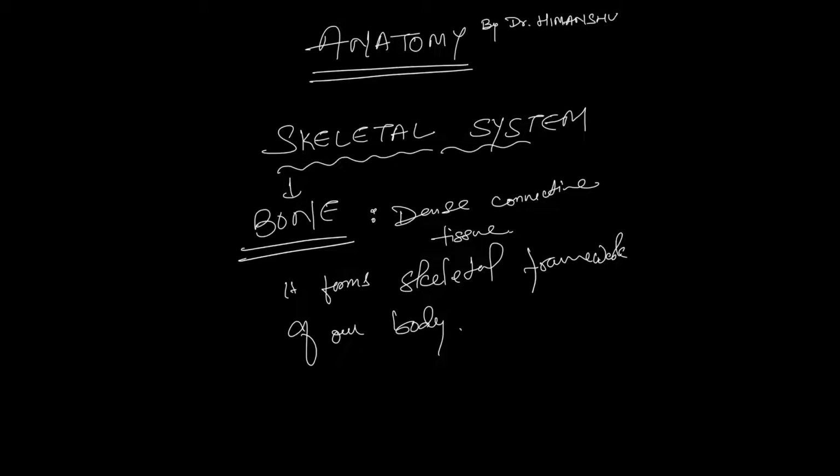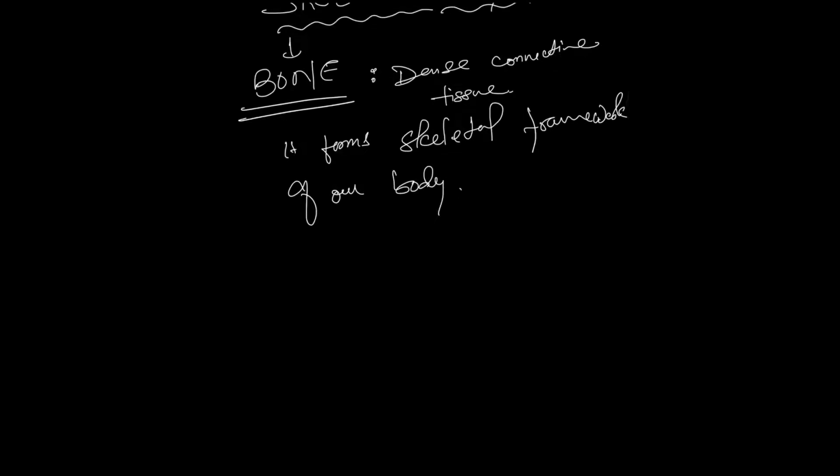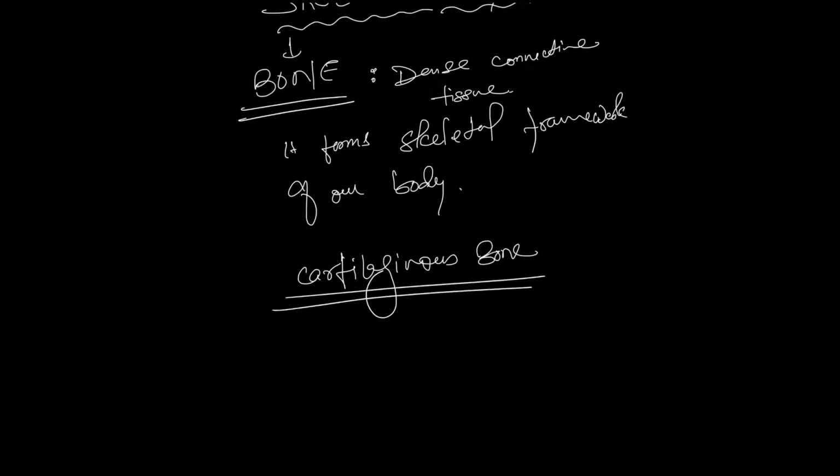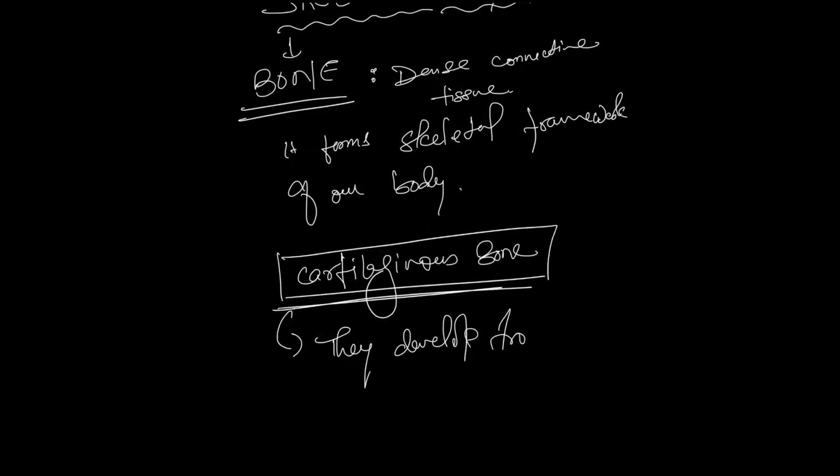Now first we'll classify the bones. Like what type of bones are there? Cartilaginous bones. Why are they named cartilaginous bones? First tell me. These are cartilaginous bones because they develop from cartilages.